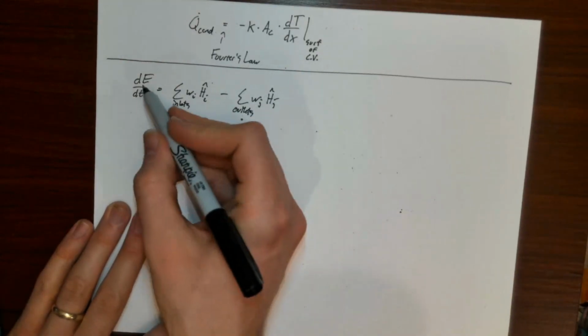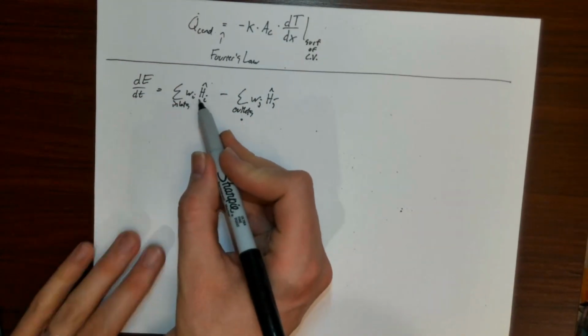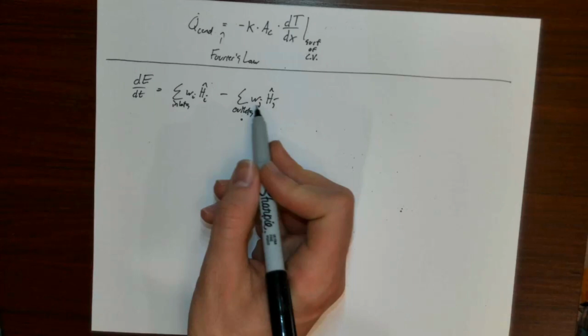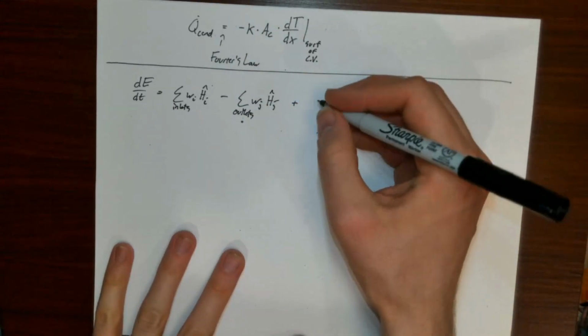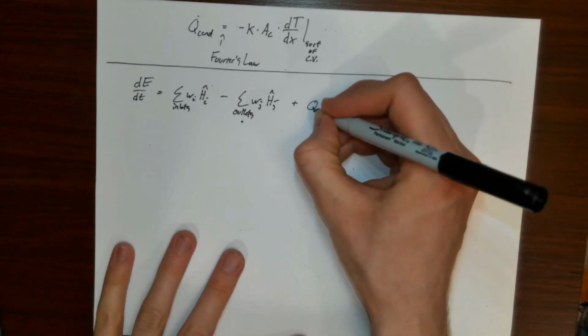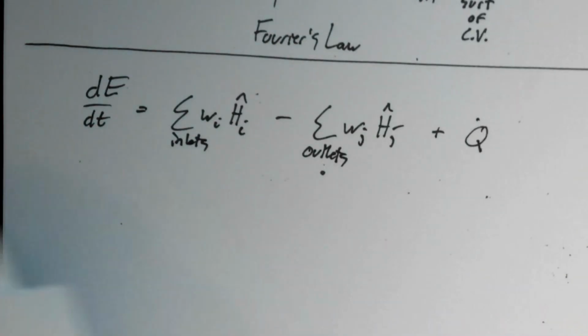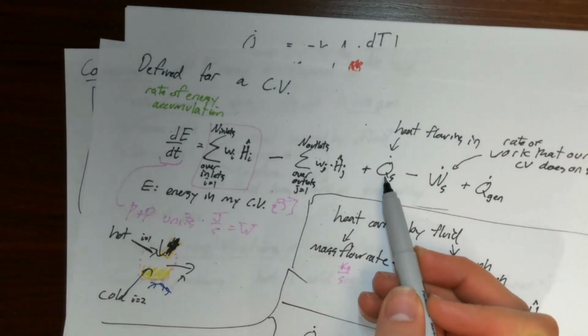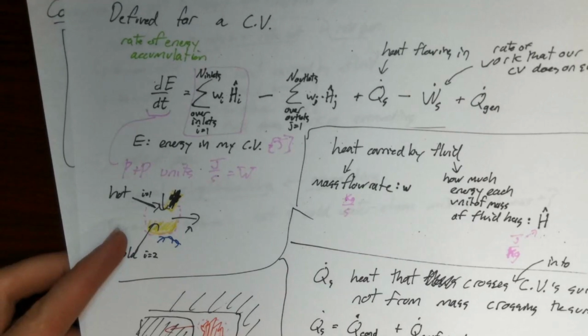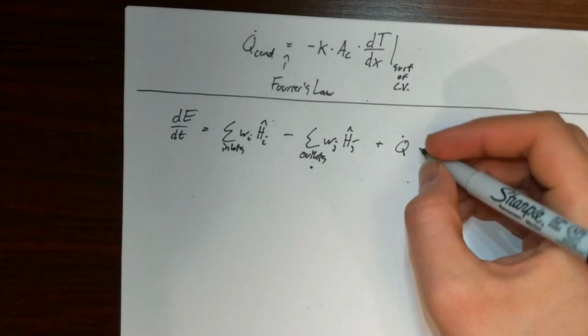So I have my accumulation equals heat carried by mass from the inlets and outlets, and I'm going to split apart what I had here, my surface term, into conduction and surface convection here.